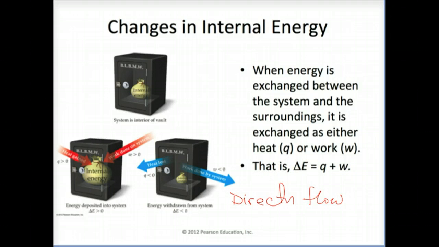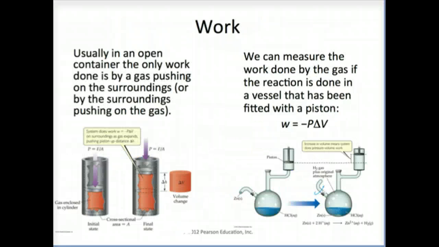When energy flows into the system, my delta E becomes positive. When energy flows out of the system, my delta E becomes negative. That means the values of Q, W, and E matter in terms of what we have come to associate with endothermic or exothermic, or what are known as endergonic or exergonic reactions or situations. So we're going to start with work.